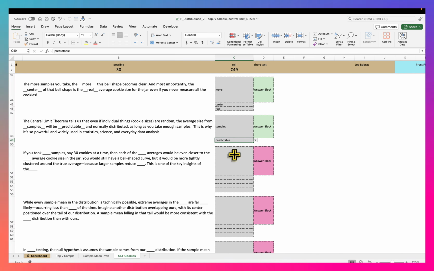If you took larger samples, say 30 cookies at a time, then each of the sample averages would be even closer to the real average cookie size in the jar. You would still have a bell-shaped curve, but it would be more tightly clustered around the true average because larger samples reduce variability. This is one of the key insights of the central limit theorem.